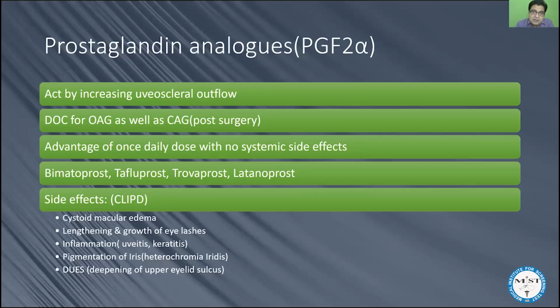So PGF2 alpha analogs are given in the form of eye drops. And whenever we give these eye drops, these medicines, the prostaglandins, will act at the molecular level of eye tissues, and that will lead to increased permeability of uvea and sclera. And because of this prostaglandin effect, because of this increased permeability of uvea and sclera, medicines are associated with increased uveoscleral drainage.